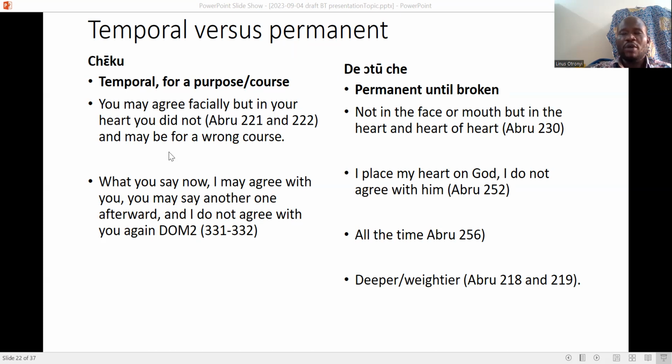And one of them said, you may agree facially, but not in heart. And it may be for a wrong cause, like you may agree with somebody for a wrong cause, like to kill or to steal. Here, it's not in the face or mouth, but it's with the heart, and the heart of the heart for that matter.